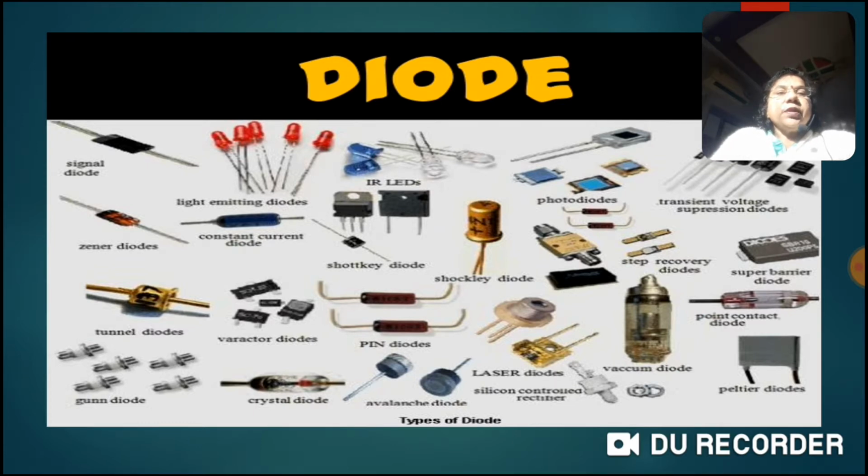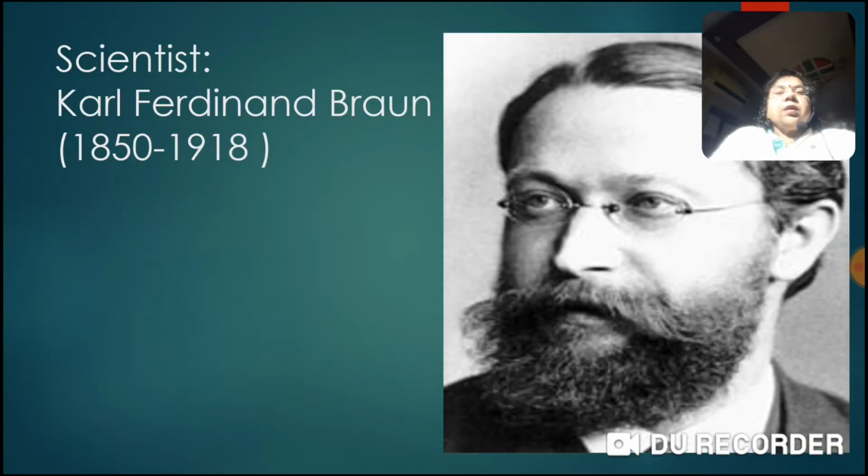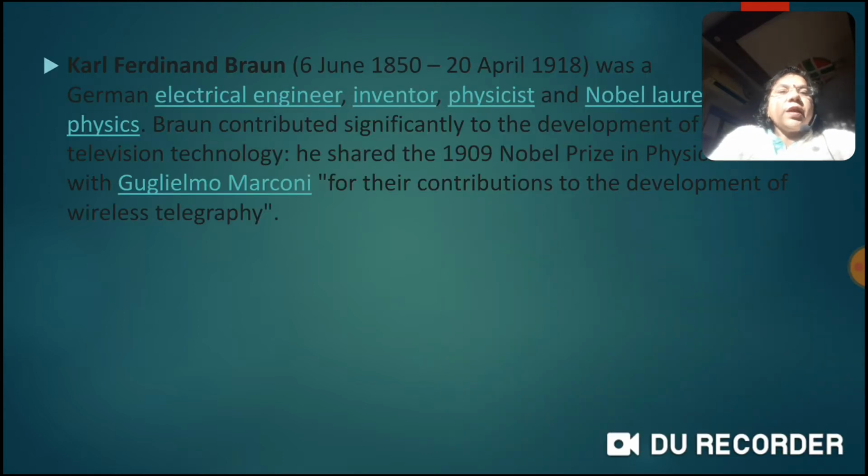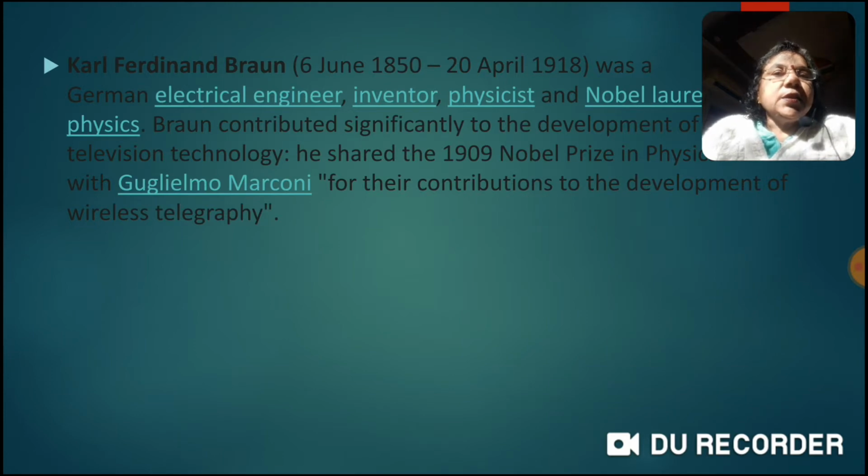On the screen you can see different types of components available. Many of these are diodes. The diode was first invented by Carl Braun. He was a scientist and electrical engineer. He got the Nobel Prize in Physics.